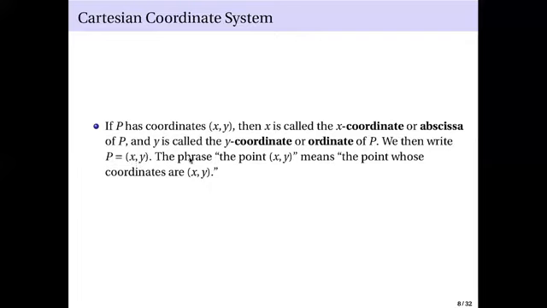And the phrase, the point P, or the point x, y, means the point whose coordinates are x, y. So this long phrase here, we will shorten to this phrase: the point x, y. It is the point whose coordinates are x, y.